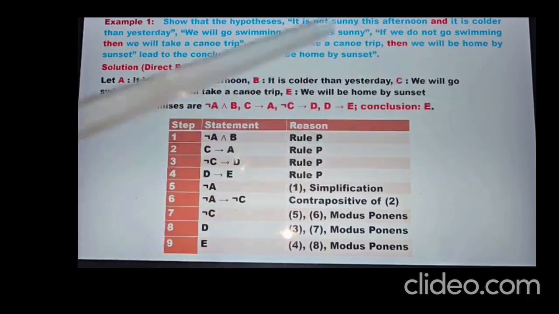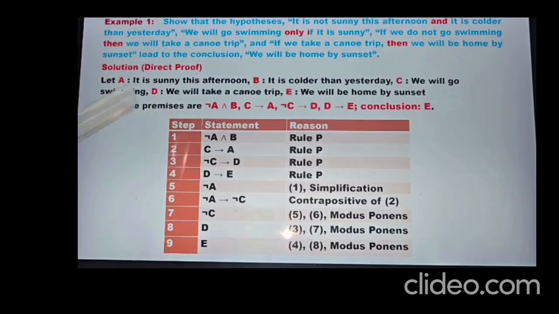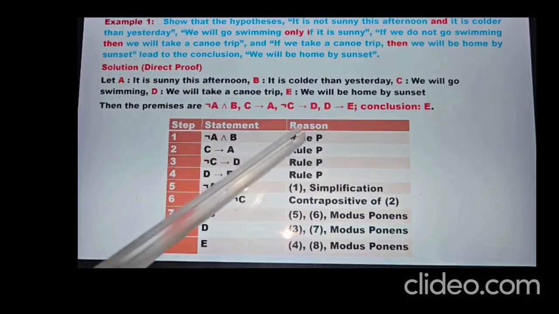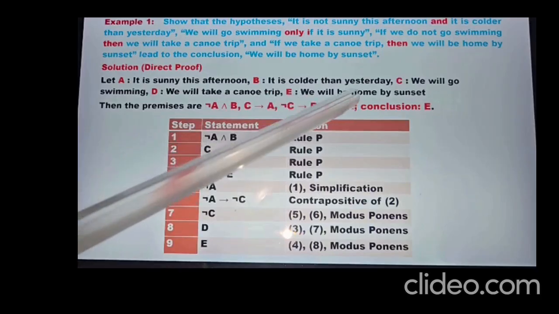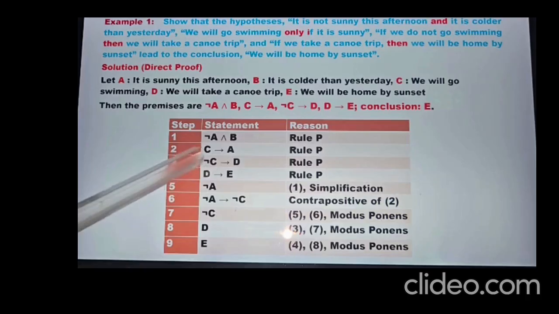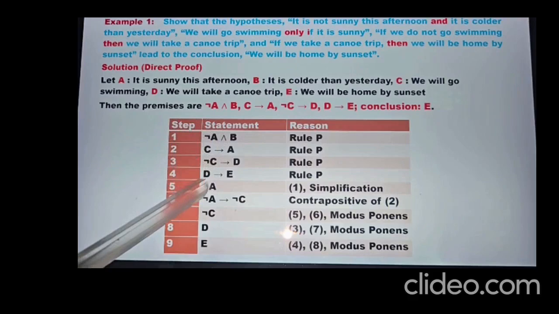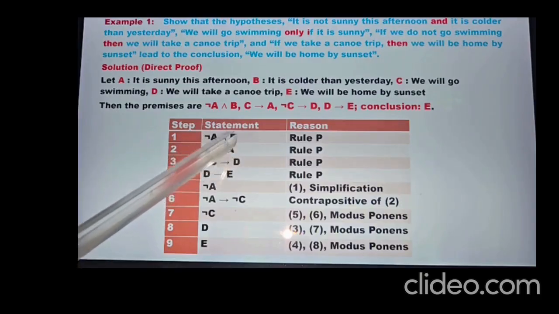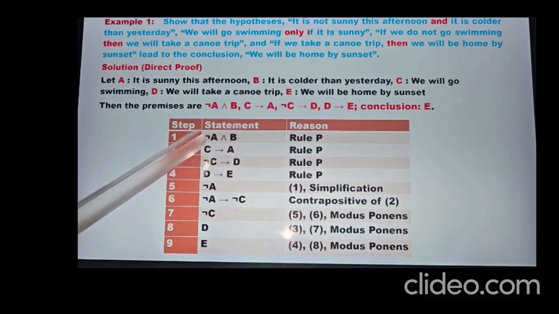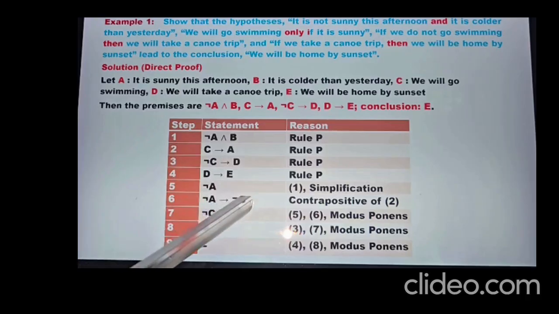I have to prove this by means of a direct proof. Here, in the first step I have taken negation A and B as a true statement. Again, all the things I have taken: C to A is the second step, negation C to D is the third step, and D to E is the fourth step, all given premises. The first step, negation A and B, leads to negation A is true by means of the simplification rule. Step number 2, C to A, we take the contrapositive for step number 2. It gives negation A to negation C.